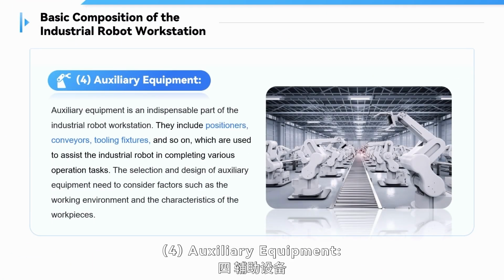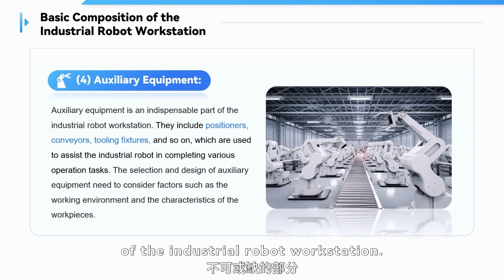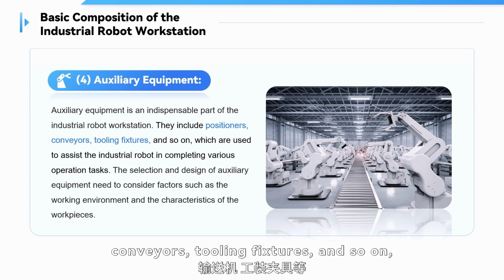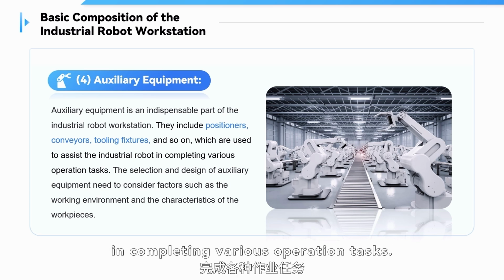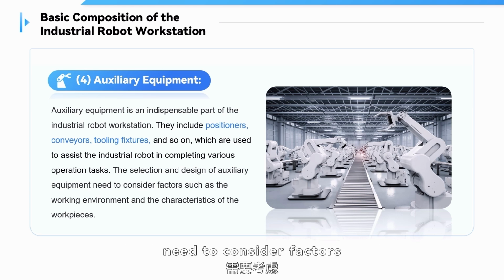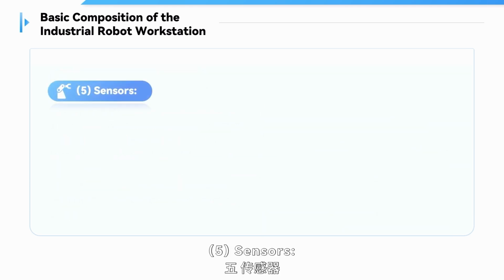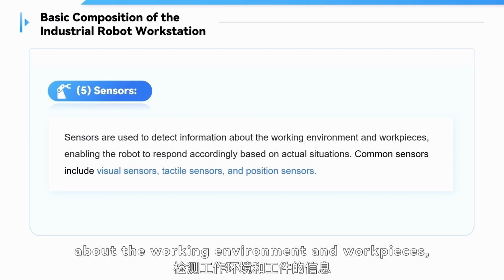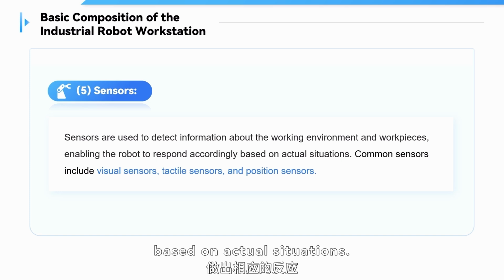4. Auxiliary equipment. Auxiliary equipment is an indispensable part of the industrial robot workstation. They include positioners, conveyors, tooling fixtures, and so on, which are used to assist the industrial robot in completing various operation tasks. The selection and design of auxiliary equipment need to consider factors such as the working environment and the characteristics of the workpieces. 5. Sensors. Sensors are used to detect information about the working environment and workpieces, enabling the robot to respond accordingly based on actual situations.